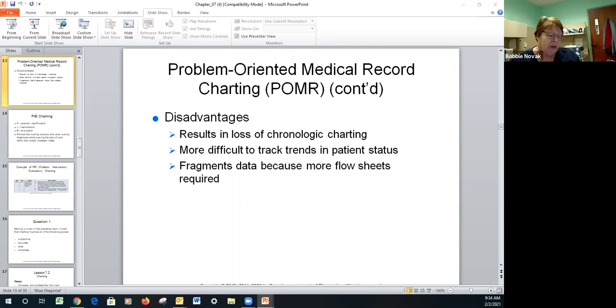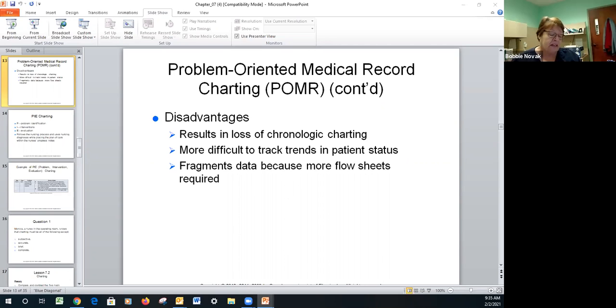You can take that even farther with the I and E and make it SOAPIE. I being your intervention, we're going to give Tylenol. You turn down the heat, we took the blanket off, changed the gown. And then E is your evaluation. So your temperature is a little bit higher now. Your pulse is lower. Your respirations are about the same. And then the skin is cooler to touch. So a SOAP note or a SOAPIE note is a prime example of problem-oriented medical record charting.